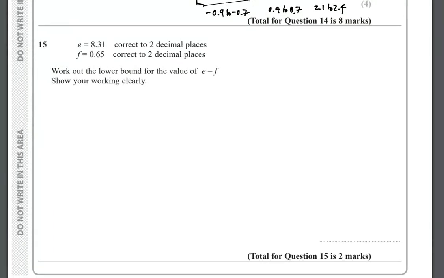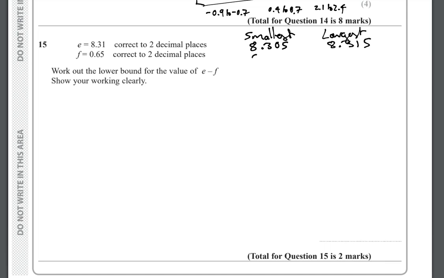Okay. Work out the lower bound of E minus F. Okay, E is 8.31 to 2 decimal places. So what is the smallest that can be? Let's just think for a moment. What is the largest each of those can be? So the smallest is 8.305, and the largest it can be is 8.315. If it was anything more than that, it would be a bigger number.